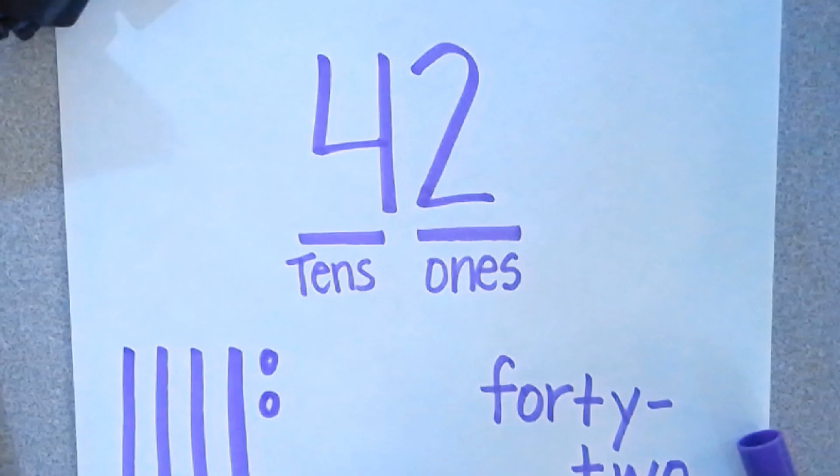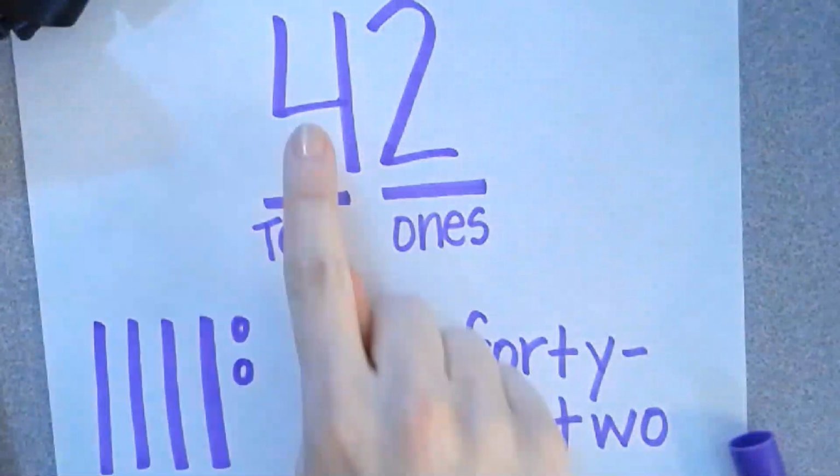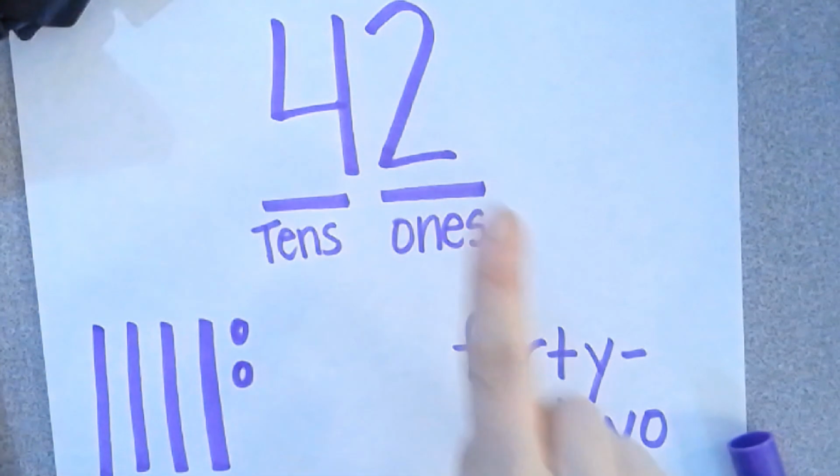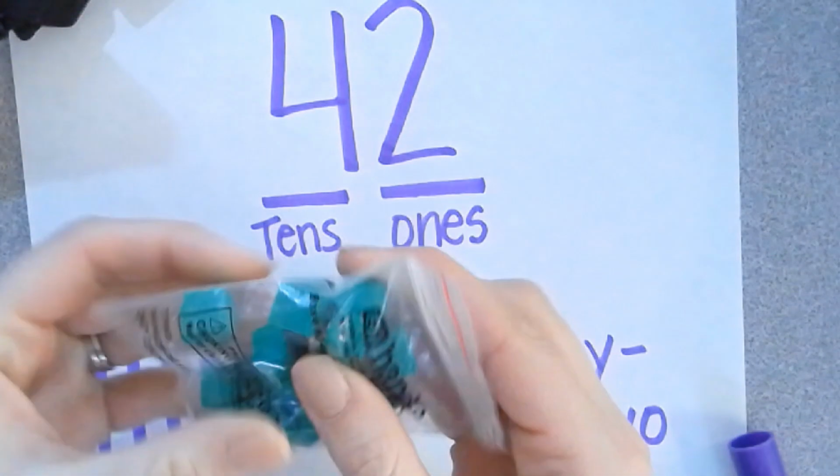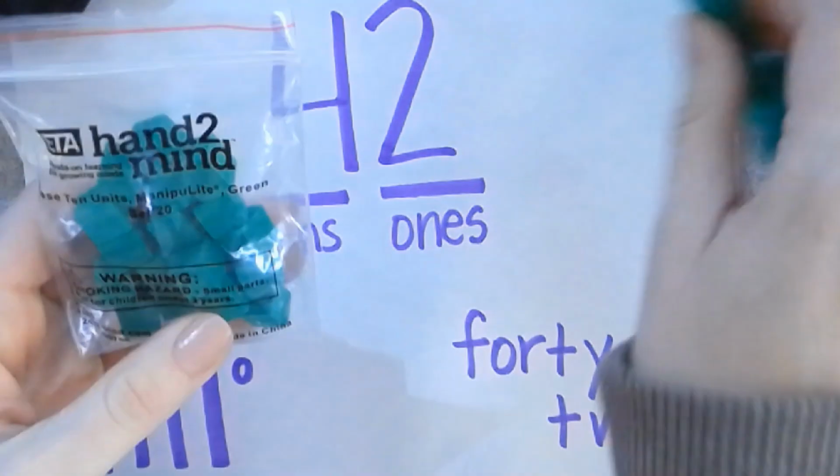Okay, and the big thing is that we want them to know where the tens and ones are, and we also want them to know what they represent. So this is not 4, it's 40, and this is 2. The other thing is that 10 of these, if I were to line them up, would be equal to one of these. So they could even switch those out for each other if they wanted to.